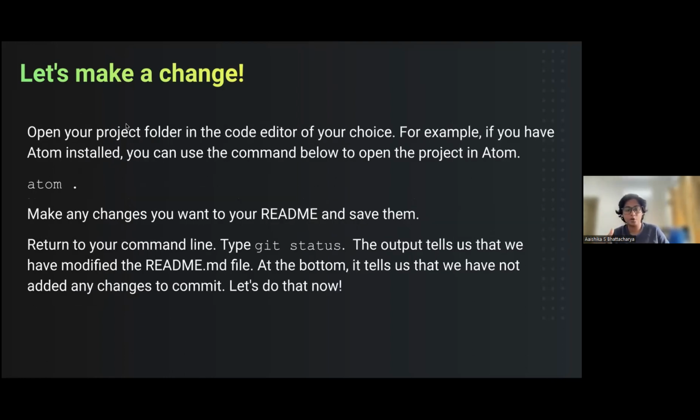So simply open your project folder in the code editor of your choice. For example, if you have Atom installed, you can use the command below to open the project in Atom. If you're using Visual Studio Code, you can just enter code followed by a full stop. Make any changes that you want to your README and save them.